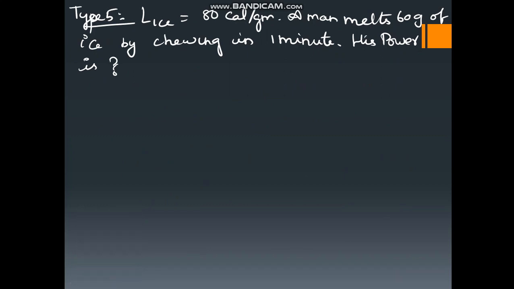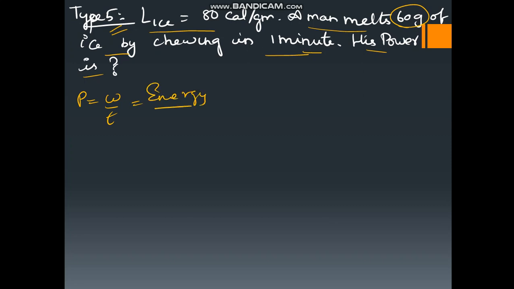Now this is the next type, type 5 numerical. Latent heat of ice is given. A man melts 60 gram of ice by chewing it in 1 minute. They are asking for power. Power is work done by time. Work done is nothing but energy, so energy divided by time. Here the energy is heat energy, which is Q divided by time.